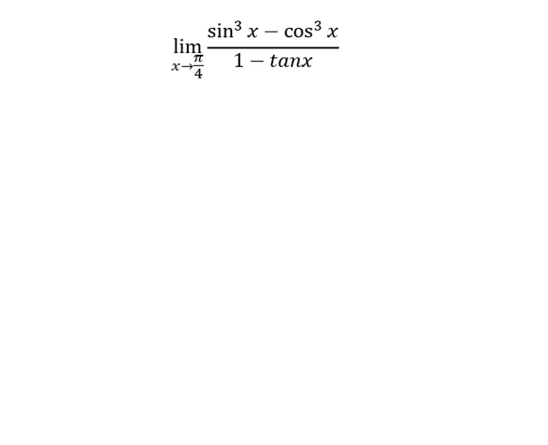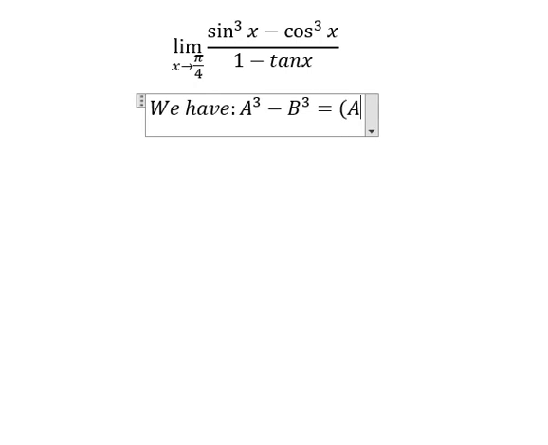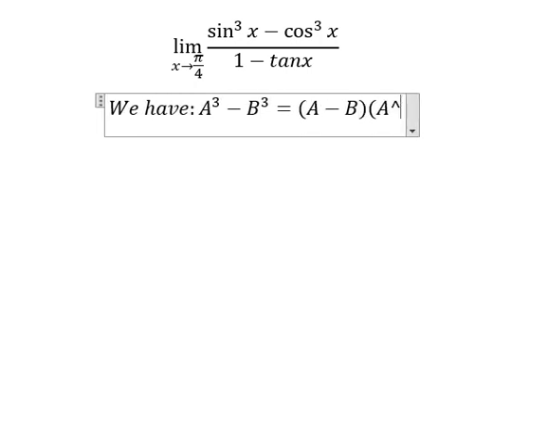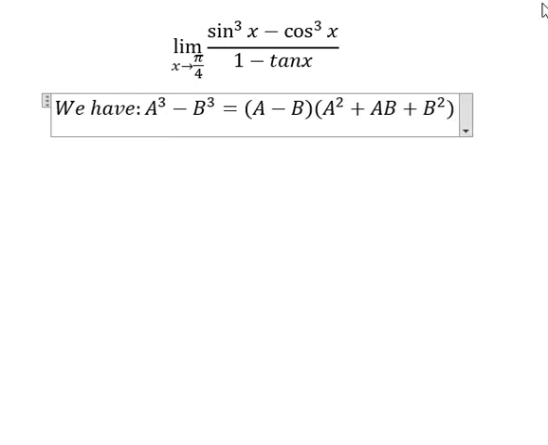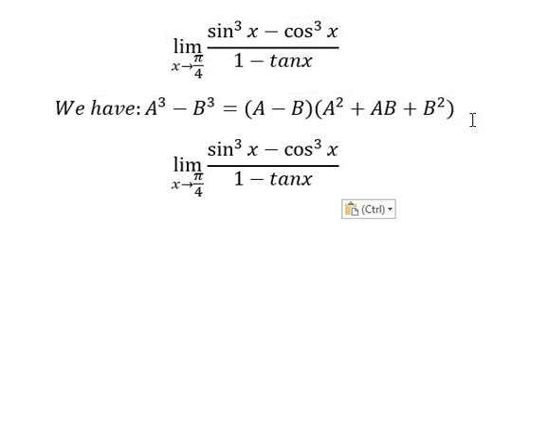Hello everybody, so today I want to talk about calculus, the topic that is about limit. So now I want to show you how to answer. We have the formula in here, that is about a to the power of 3 minus b to the power of 3 equals a minus b multiplied by a squared plus ab plus b squared. So we need to transform this one into this one.